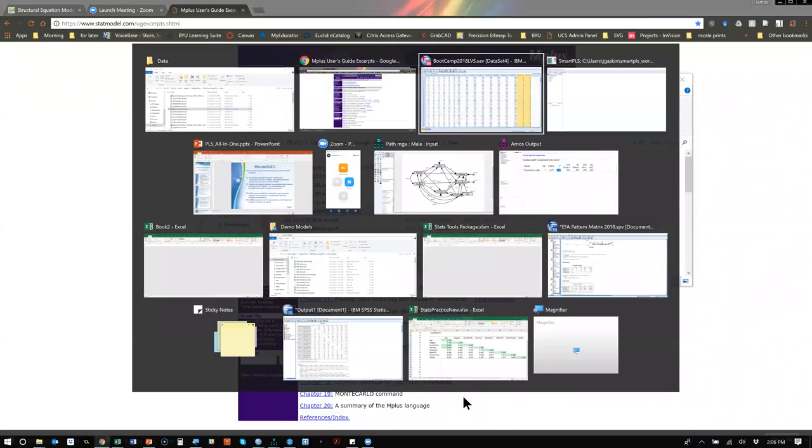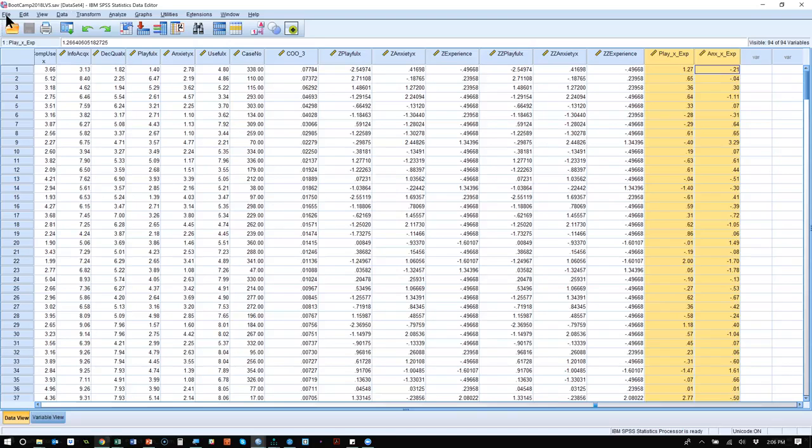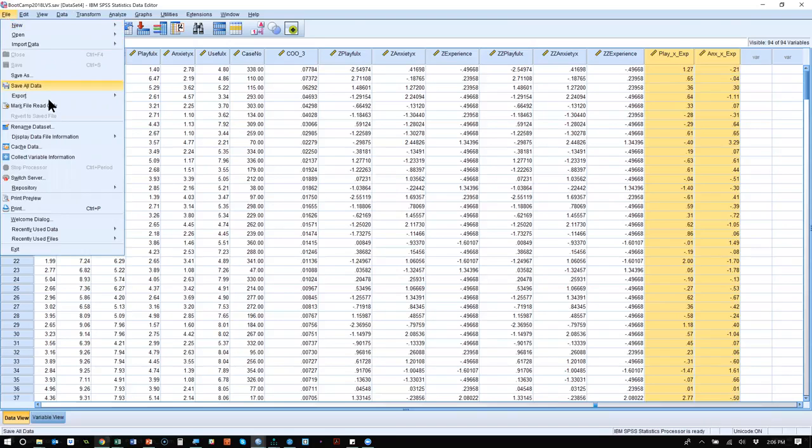So in SPSS, go to File, Export, CSV data. So we're going to create a CSV file.